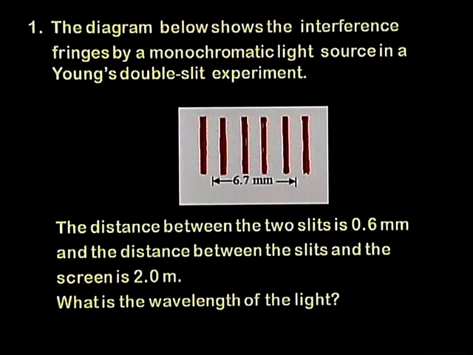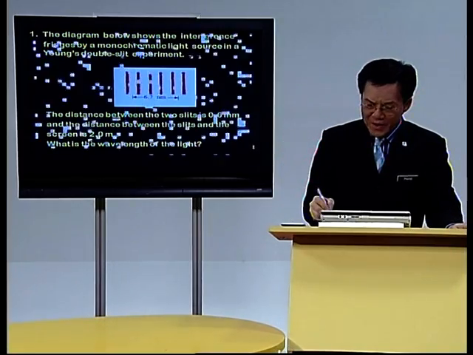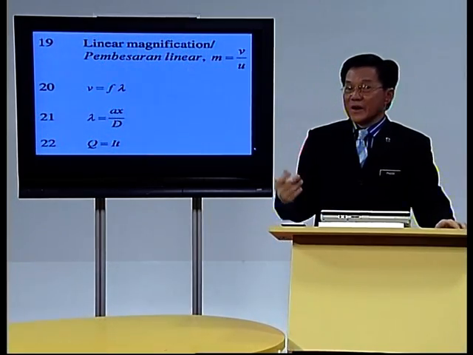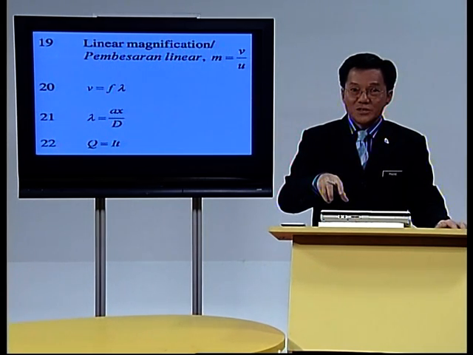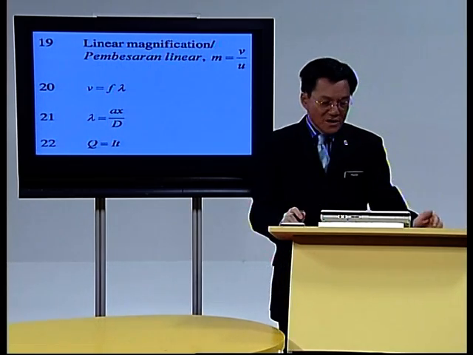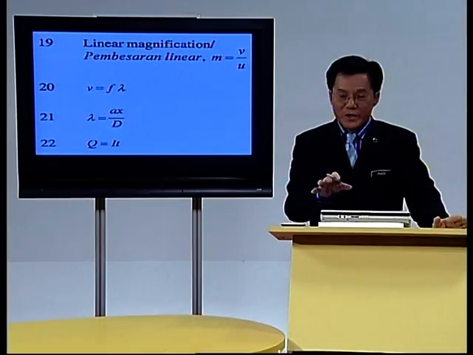The distance between the two slits is 0.6 millimeters, and the distance between the slits and the screen is 2.0 meters. The question is, what is the wavelength of the light that is being used? So, once again, let us take a look. Remember, in one of my lessons, I mentioned that you must familiarize yourself with the formula page and use this page to understand concepts. So, over here, you can see that there is one formula that we will use. I'm sure you will know which one.